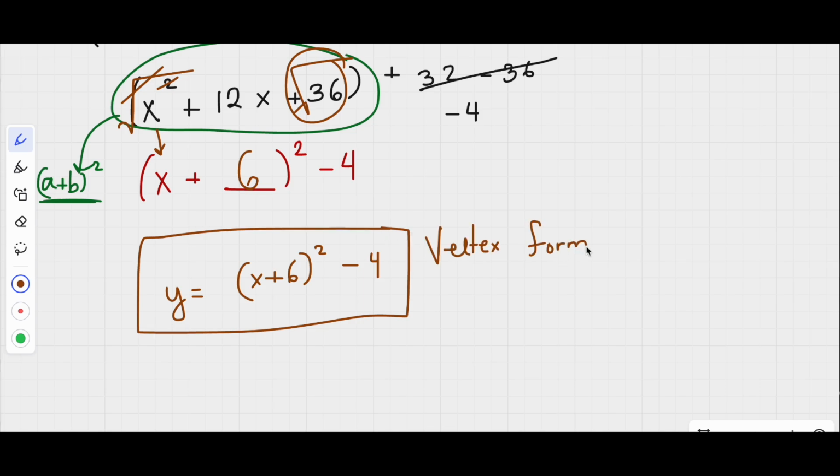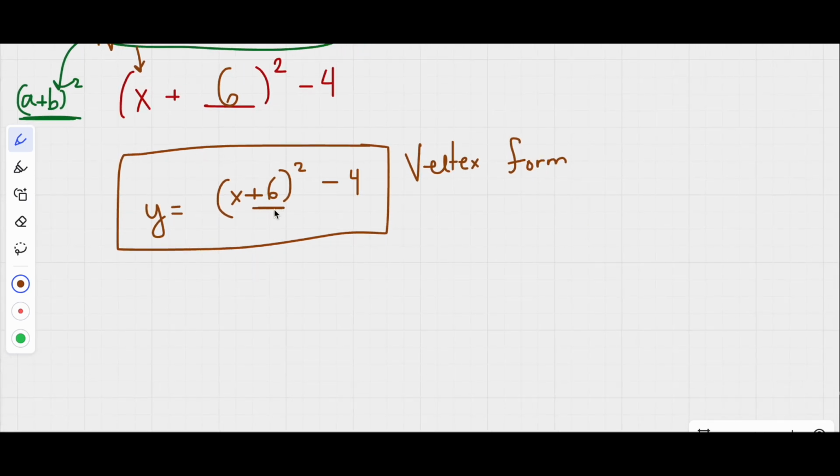Now, in order to get the vertex from here, all you do is change the sign of the number in the middle. So you would have -6 as your x value. So remember, coordinates are always x comma y. If you want to find the coordinate of the vertex, you would have this as the x value, comma -4, which is the number at the end, as the y value. You only flip the sign here. You don't have to do that at the end. So this would be your vertex. And that would be the final answer.